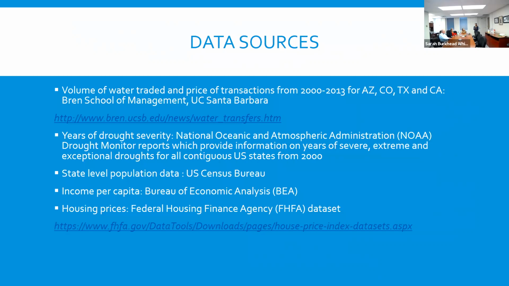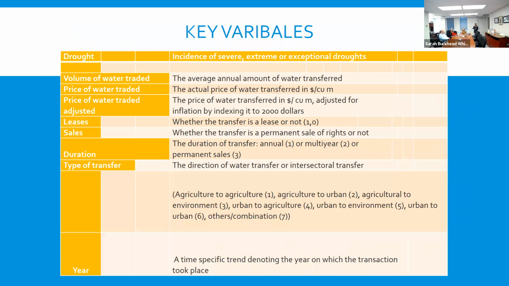The reason we do all of this statistically is that I have a lot of observations, so the more variables I throw in, the more efficient my estimates are statistically. And it also makes economic sense, because housing price, population, etc. affect the demand for water. So this is just an overview of all the variables here.